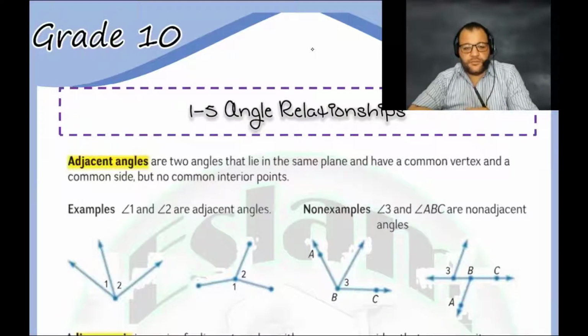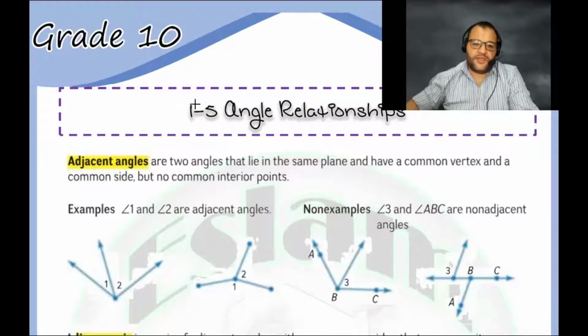Angles: two rays with the same starting point. So we have the first ray and the second ray. Both of them start from the same point. This point is defined as a vertex, and each ray is called a side.